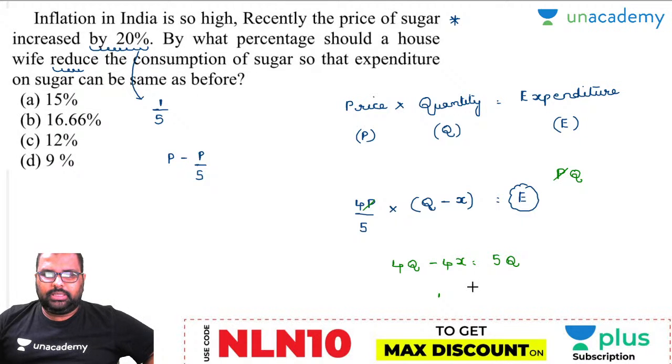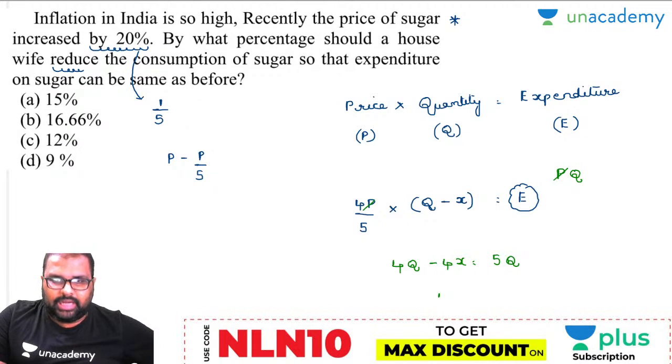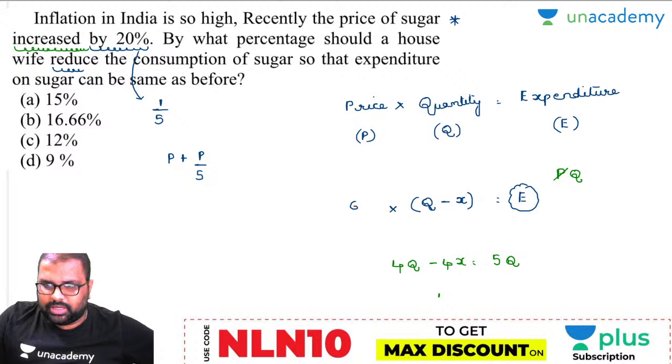By what percentage should a housewife increase it? I have done it with decreased. Nobody has given me the answer. Look, it is increased, not decreased. Nobody answered me. So here it is P plus 1 by 5, so your value has to be 6P by 5. That's what I am doing. The price has increased, right?